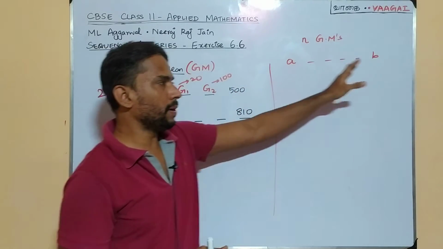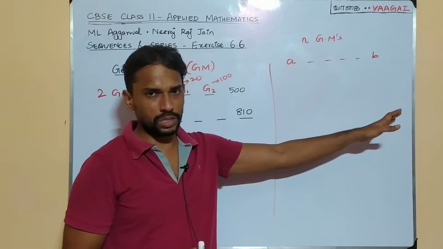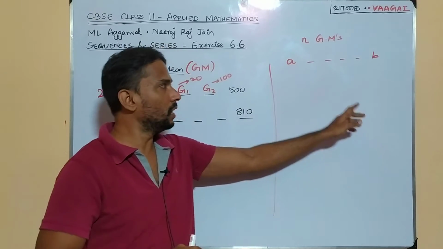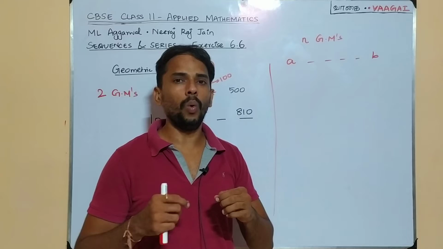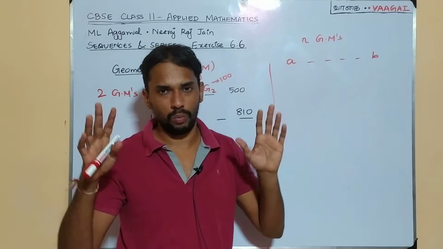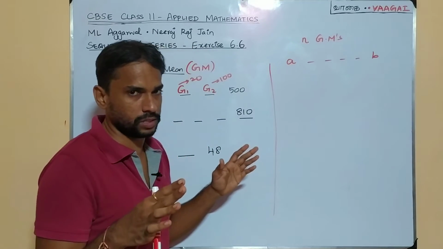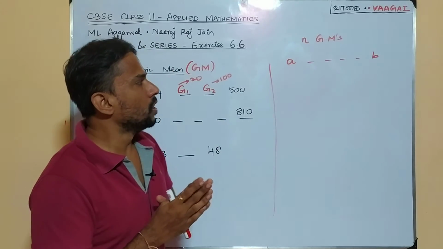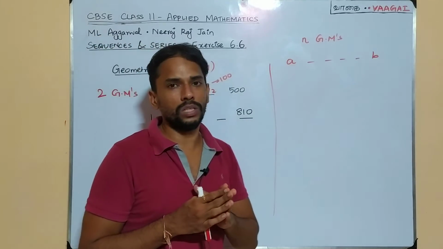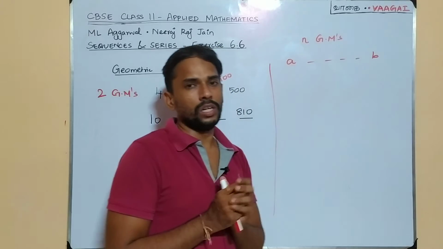If there are A and B, two values, they are the two extremes. Between them we have to insert n geometric means. How we can do that is what we are going to see now. Ready? Okay with that? We'll proceed. So first, as usual, we have to treat this as a GP.